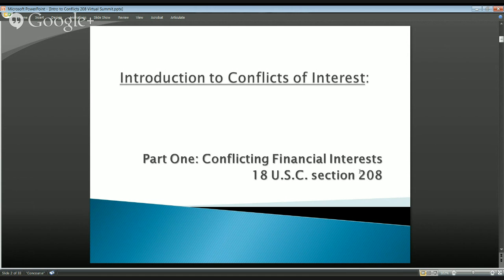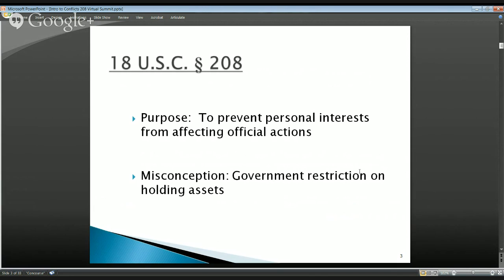So, Patrick, what's the purpose of 18 U.S.C. Section 208? The purpose of 18 U.S.C. Section 208 is to prevent personal interests from affecting government decision-making. So as civil servants, as public employees, as employees of the federal government, we have an obligation to make decisions and conduct our work with the public's interest and the national interest in mind. And we have an obligation not to allow our decision-making to be influenced by our own personal financial interests. The idea is that we're here working for the United States citizens in the executive branch, the federal government, and that we shouldn't be working for our own personal interests.